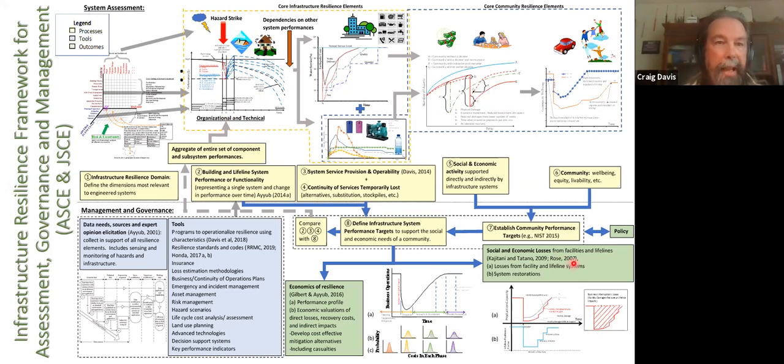Now, there are also the outcomes of these processes, which include policy that's needed, social and economic losses, and economics of resilience. So I'm going to focus mostly on elements 2, 3, and 4 at this point.